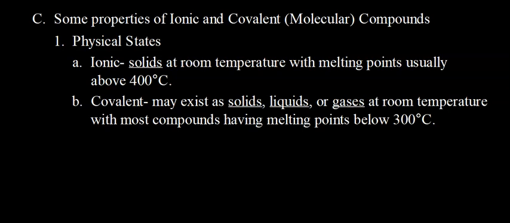Covalent compounds, or molecular compounds, can exist as solids, liquids, or gases at room temperature. And then they have typically low melting points, below 300 degrees Celsius. Some of them even much lower than that, especially if we have something that's a gas at room temperature, let's say. Of course, its melting point then is going to be far below room temperature. So though they could exist as solids at room temperature, the melting point of any molecular solid is going to be much lower than an ionic solid.